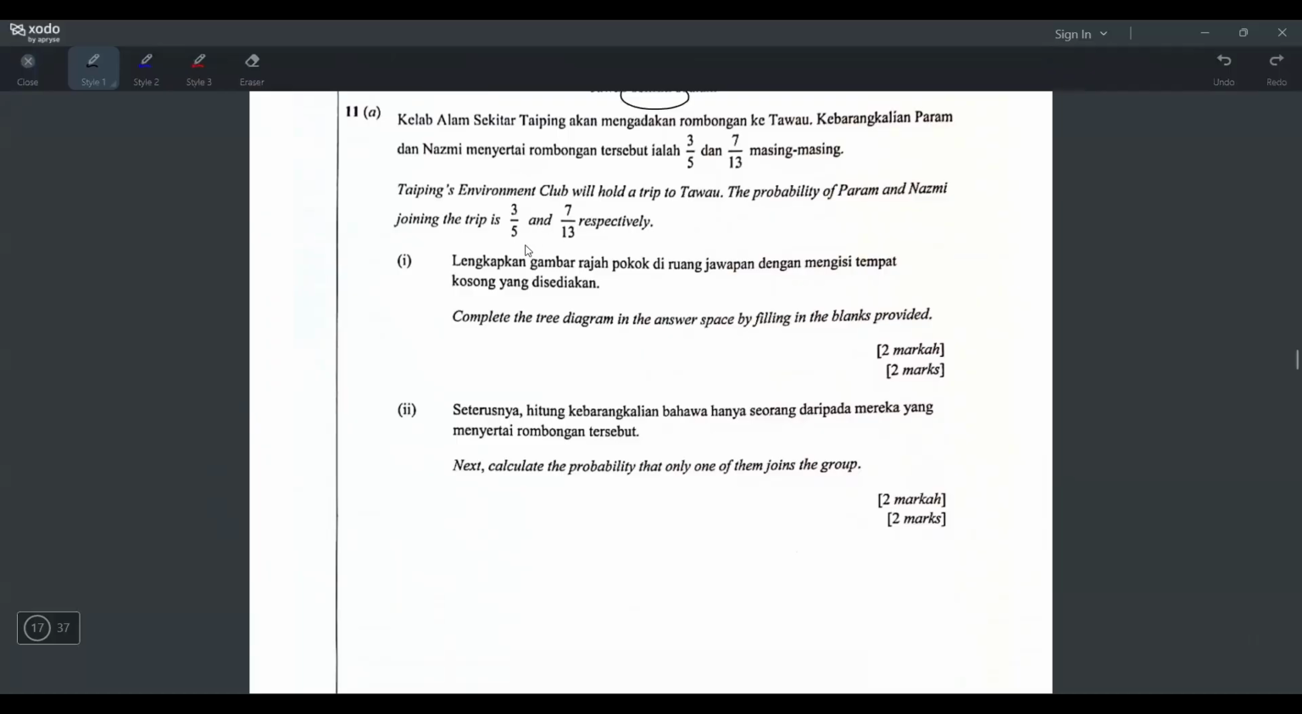I think this is a probability question. So let's read the question. Taiping's Environment Club will hold a trip to Tawau. Tawau is a place in Sabah, but it's not important. Even if you don't know Tawau in Sabah, you can also do this question.